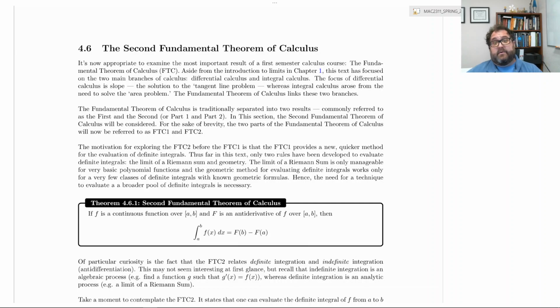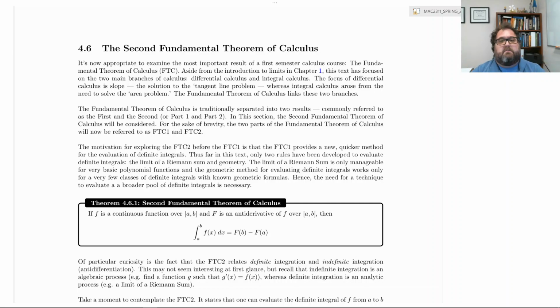Geometry does not always work unless you have a very specific class of function. Things that end up using triangles and rectangles and maybe some circles, semicircles here and there. The repertoire of geometry formulas we have is pretty limited. So the reason we're going to do the second fundamental theorem of calculus before the first is that it allows us a way to work with lots of different types of functions and find net area, so to evaluate a definite integral. So let's just hop right in.